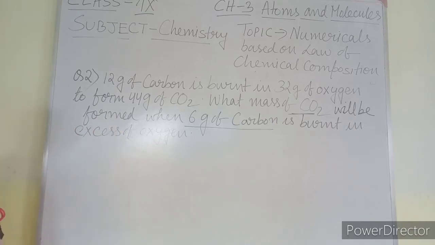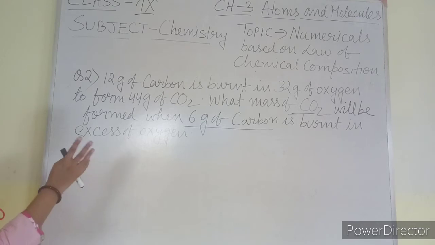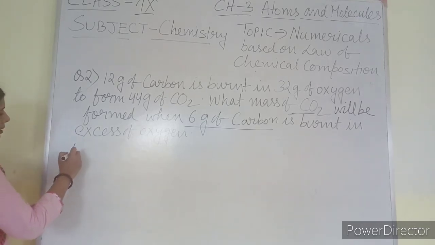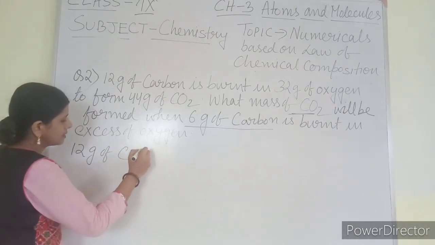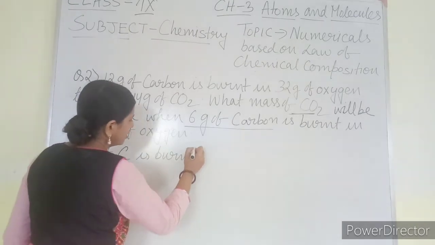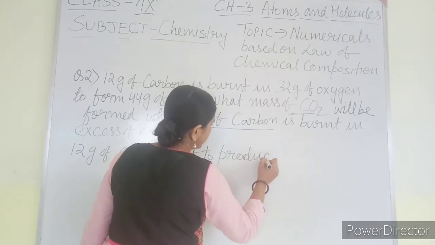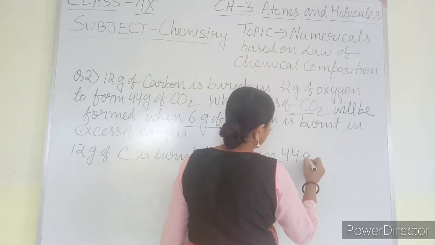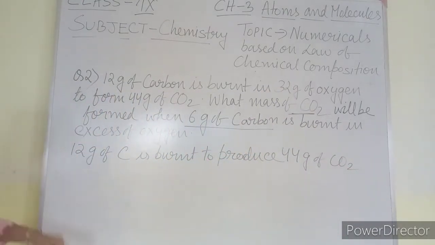1 gram of CO2 will be produced how? And the question is what is the mass of CO2 when 6 grams is burned. So let me write: 12 gram of carbon is burned to produce what is the weight? 44 gram of CO2. This is the first sentence of my unitary method.